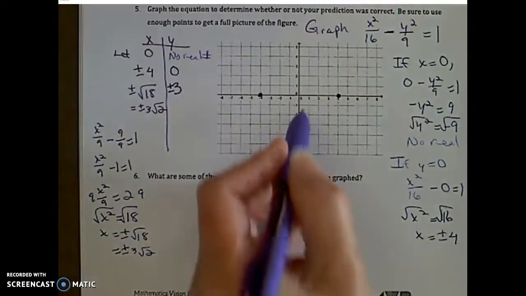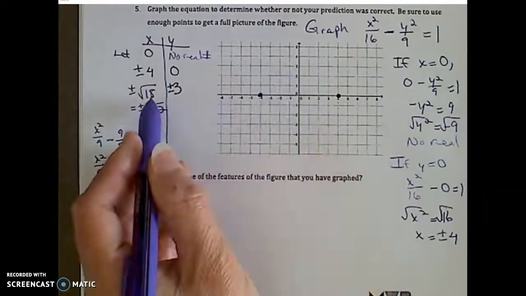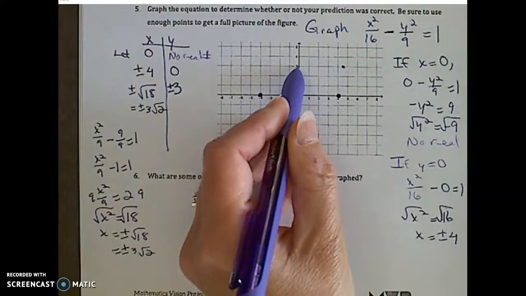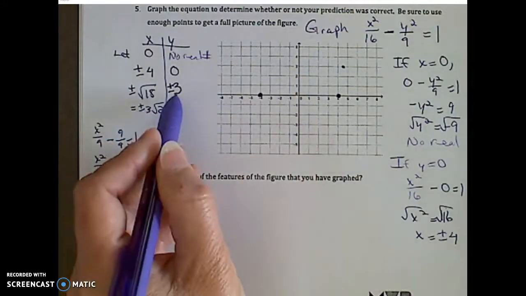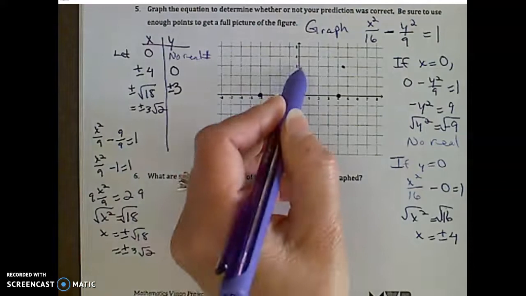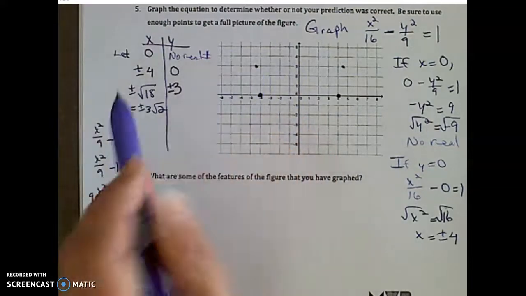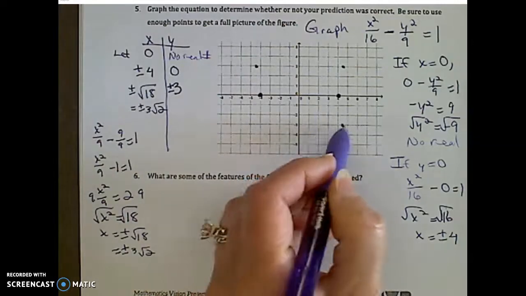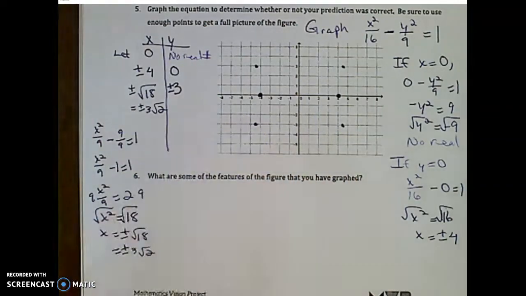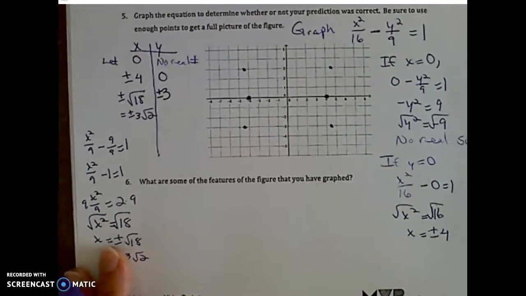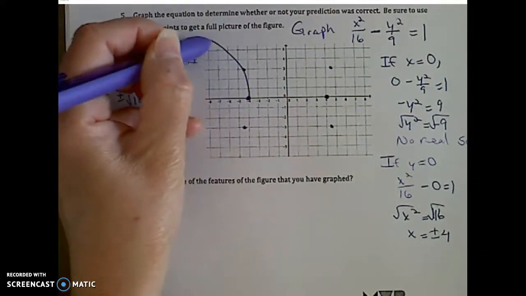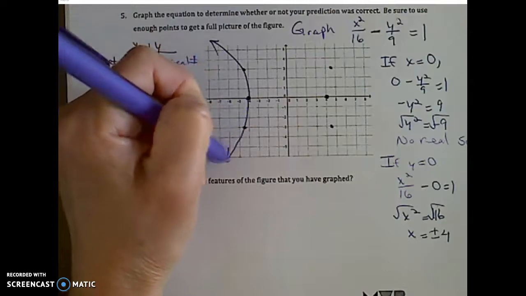When y is 3, x is the square root of 18, which is bigger than 4 over here. When y is 3, x could be negative root 18, which would be somewhere over here. If y is negative 3, I also get plus or minus root 18, which is something like this. And we start to get this strange shape, which is our fourth conic section, and it's going to look something like this.